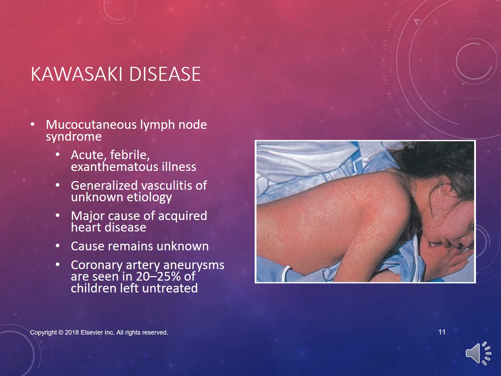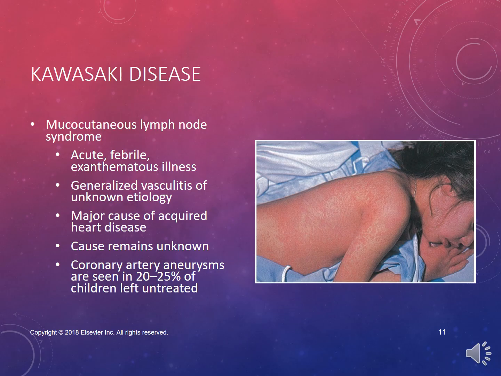There are 3 phases to Kawasaki's. The acute phase lasts about 10 days. It has high fever that's unresponsive to treatment, bilateral conjunctivitis, changes to the mucous membrane. This is most often going to be a strawberry tongue, swelling of the hands and feet, a very generalized erythematous rash that you see in this picture, enlarged cervical lymph nodes, and an increase in irritability and tachycardia.